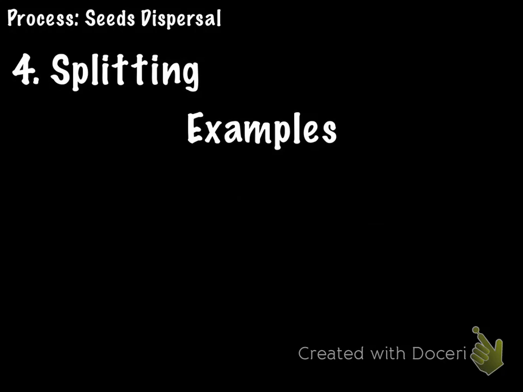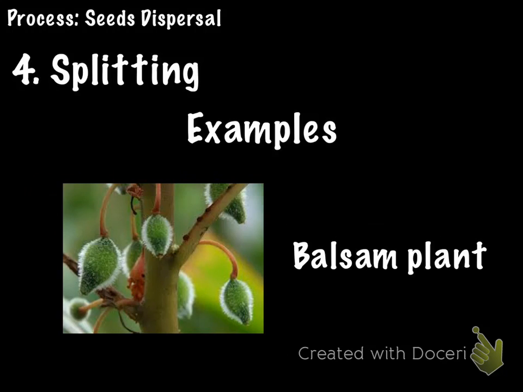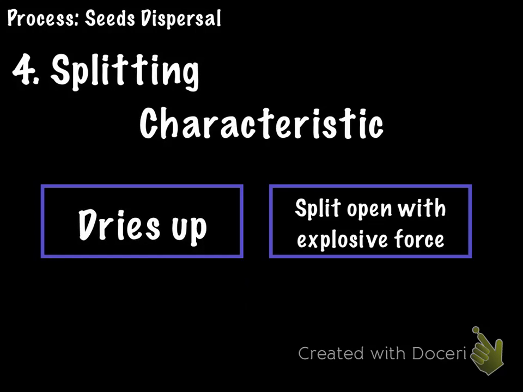Now, let's take a look at splitting. What are the examples? We have African tulip, balsam plant, and now let us take a look at the characteristic. It must be able to dry up, and once it dries up, it splits open with explosive force.